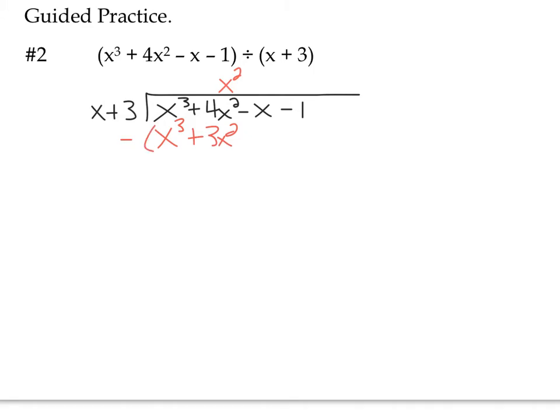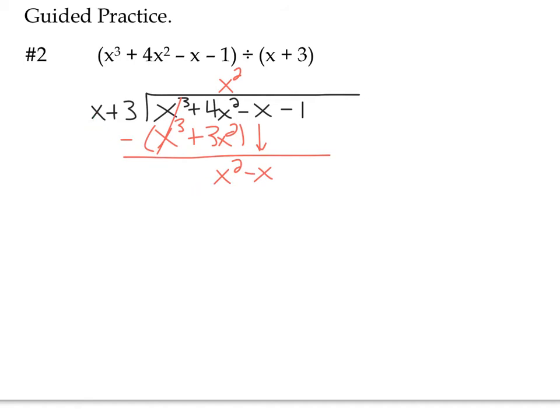I'm going to subtract these. It cancels. 4 minus 3 is 1x squared. Bring down, right, the x. Then I'm going to find out above the x here, above the x, what do I need to write here? They will multiply x and give me x squared. Well, that's going to be an x.